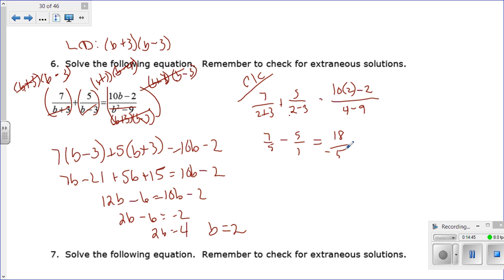So my common denominator has to be 5. So I need to multiply this by 5 and this by 5. So we'll have 7 minus 25 over 5 equals a negative 18/5. I'm just putting the negative out in front of the fraction. 7 minus 25 is negative 18.